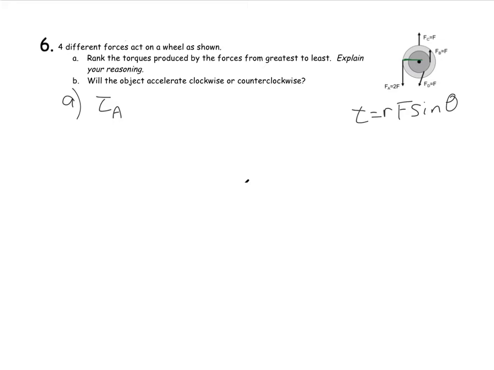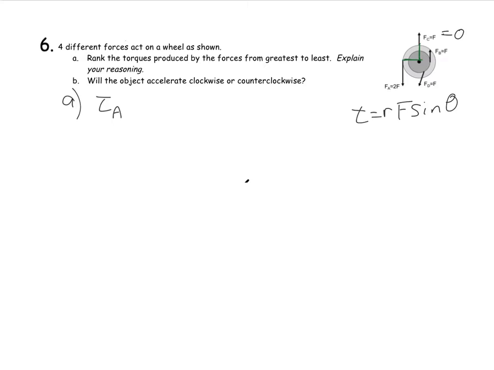Okay. Again, the whole time I'm going to be thinking about this equation here: torque equals RF sine theta. The next one, I look here at smaller forces. I see C here is a big radius, but the angle between the force and that radius is actually going to be 0. So the torque produced by force C is actually equal to 0. So that's actually going to be the smallest one.